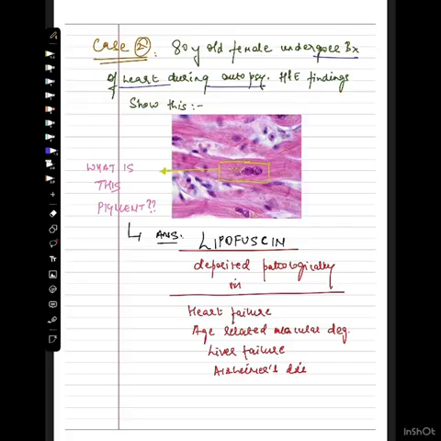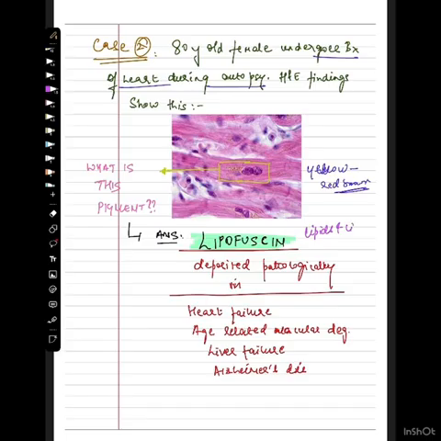This pigment is yellow to red brown. What is this pigment that I am talking about? The answer is lipofuscin pigment. Lipofuscin pigment is usually produced by an oxidation process of lipids and lipoprotein. Whenever lipids and lipoprotein get oxidized, they produce this component called lipofuscin.